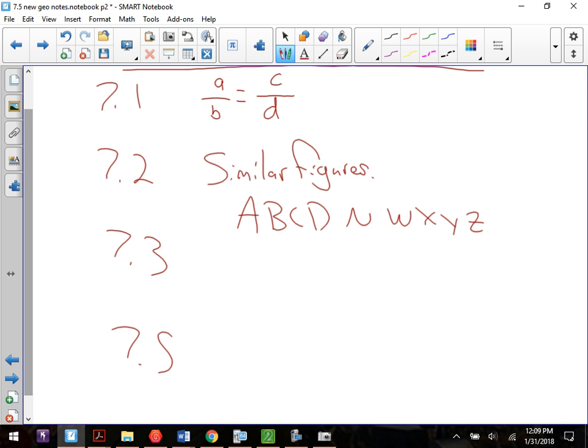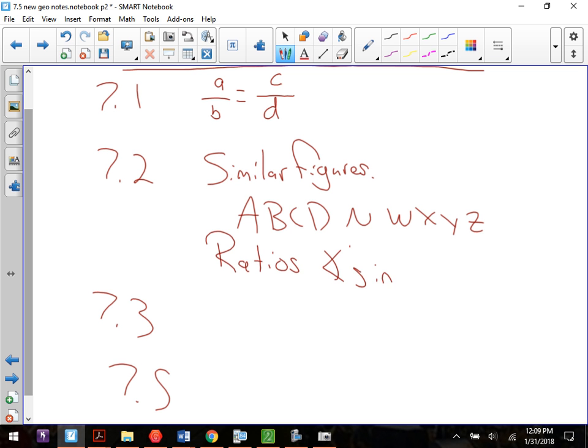So we did similar figures. In that one, we also talked about ratios of sides. And this is the one where we talk about the ratios of the angles in a triangle. We talk about ratios of perimeters. Okay. We talked about those in there. And before I go too much further, I've got a couple of quick examples I'd like to go over.